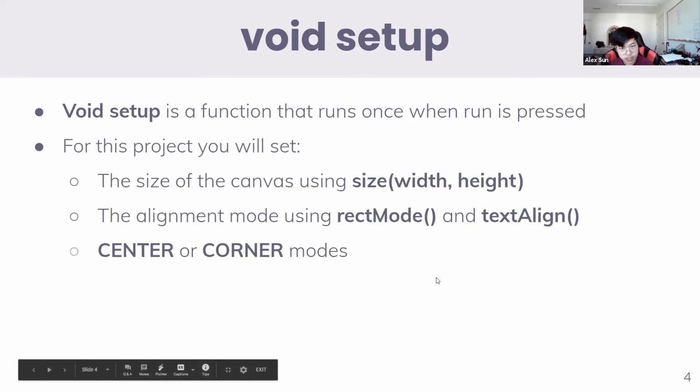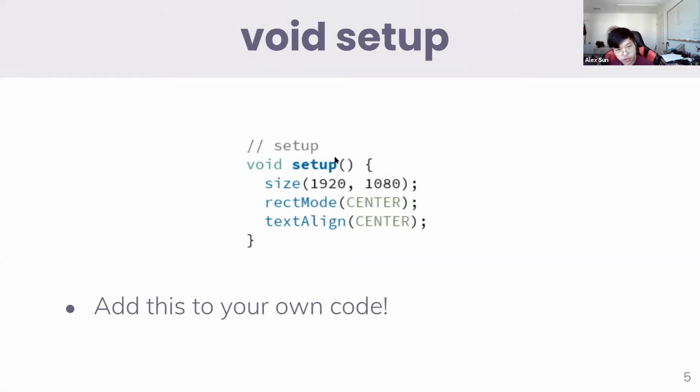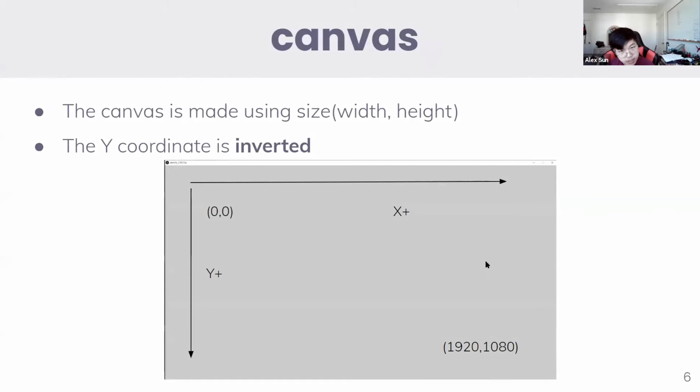Let's show you what it looks like. So it's very simple. It's just void setup, and this is an example of a 1920 by 1080 pixel canvas, which I'll also show you in a few slides, and what it looks like to set the rect mode and the text align. Cool.